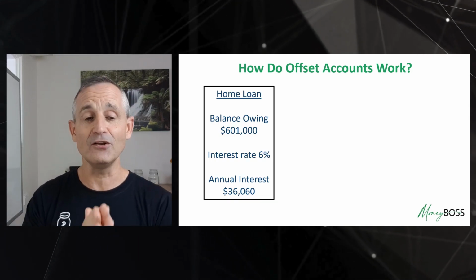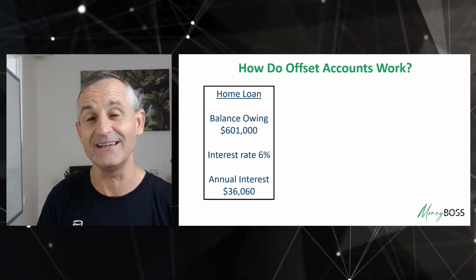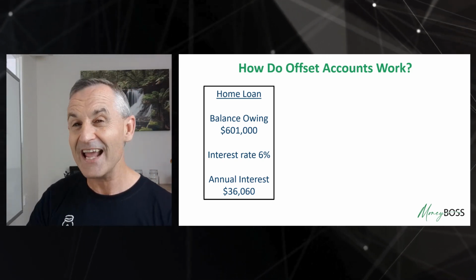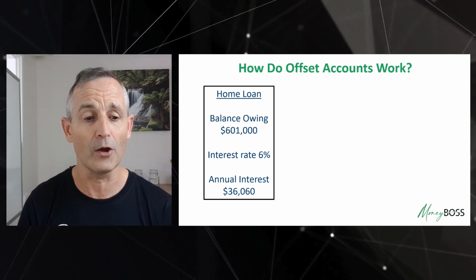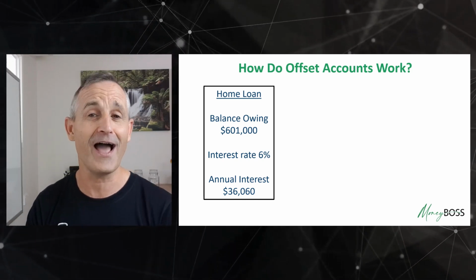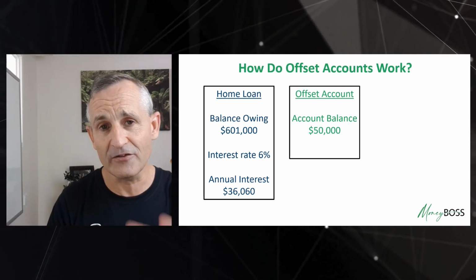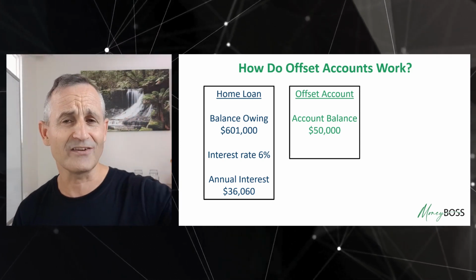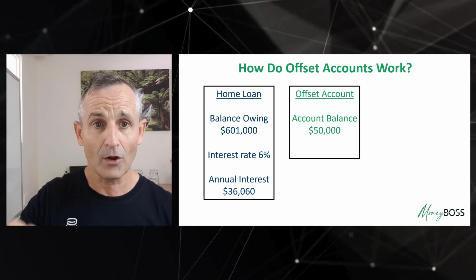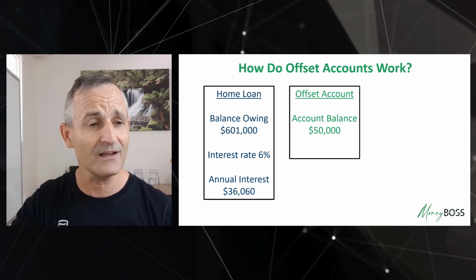Now, let's say that you have the average Australian home loan, which right now, as of March 2025, is $601,000. Current interest rates are about 6%. That would mean that every year in interest on your home loan, you are paying about $36,000 to the banks for the privilege of having that home loan. Now, let's say though that you had $50,000 in cash sitting around between your transaction account, your rainy day fund, and your cash reserve account. We sit that in an offset account instead of normal bank accounts.